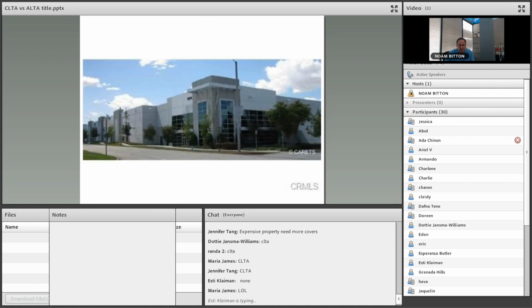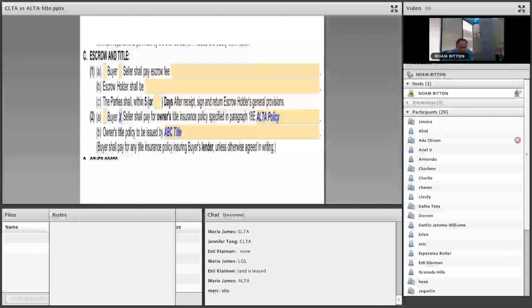Last but not the least, this is a beautiful apartment, commercial office building. ALTA. Okay, ALTA. Very good, guys. Every time it's a commercial, it has to be ALTA, period. Not even a doubt. It has to be ALTA. Now, by the way, the escrow company will do the job for you. If you're not going to write ALTA on that commercial, the escrow company will do it for you. So don't worry about this. It's ALTA.